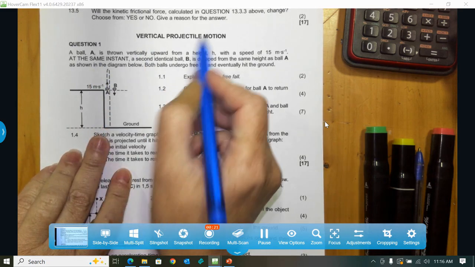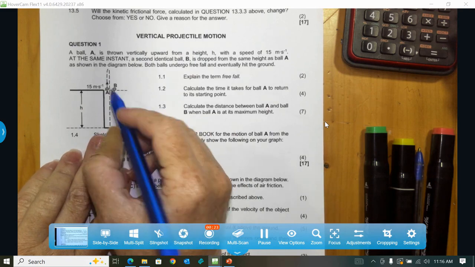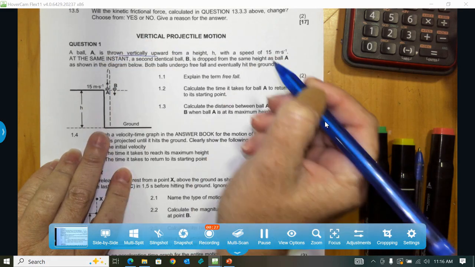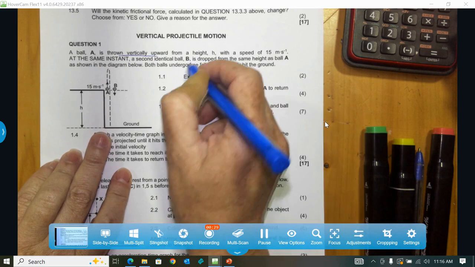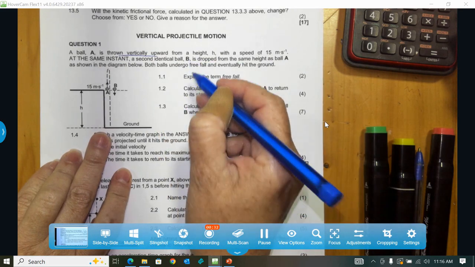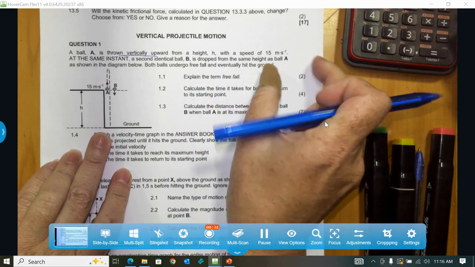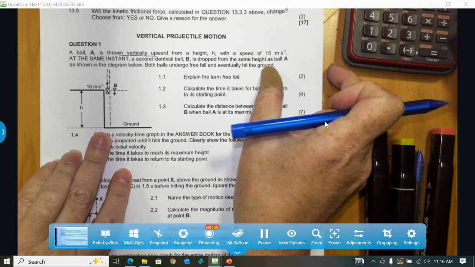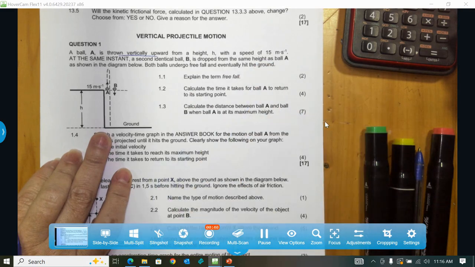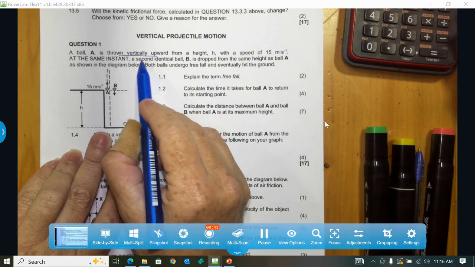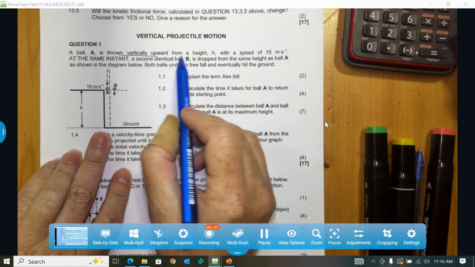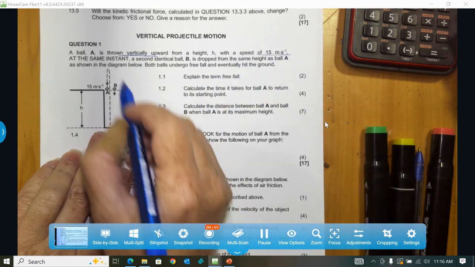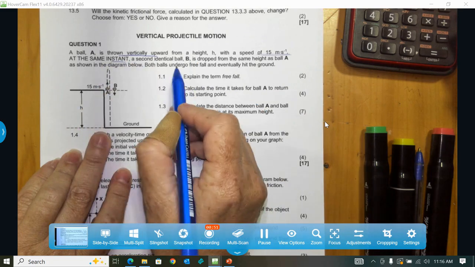So yes, I'm busy with vertical projectile motion. And ball A over here is thrown vertically upwards. So I want to scan through here to see if they're giving me direction. Very often in capital letters, they'll say take downwards as positive or take downwards as negative. If they don't, then obviously we can choose. Okay, so it says it's thrown vertically upwards from height h with the speed, so they're not giving me direction there. At the same instant, a second ball is dropped.